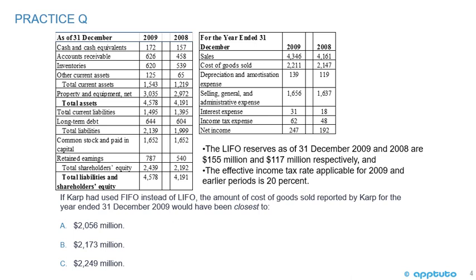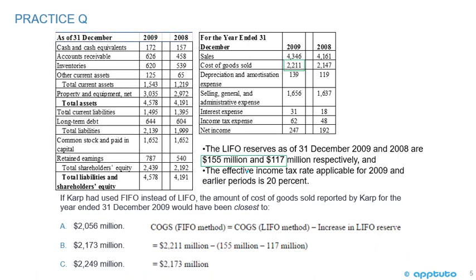2,056 million, 2,173 million, or 2,249 million. Again, this question is not so bad. We know that the reserve was increasing, so it wasn't a LIFO liquidation. So the cost of goods sold under the FIFO method is the cost of goods sold under the LIFO method, which we've got here, minus the increase in the LIFO reserve.